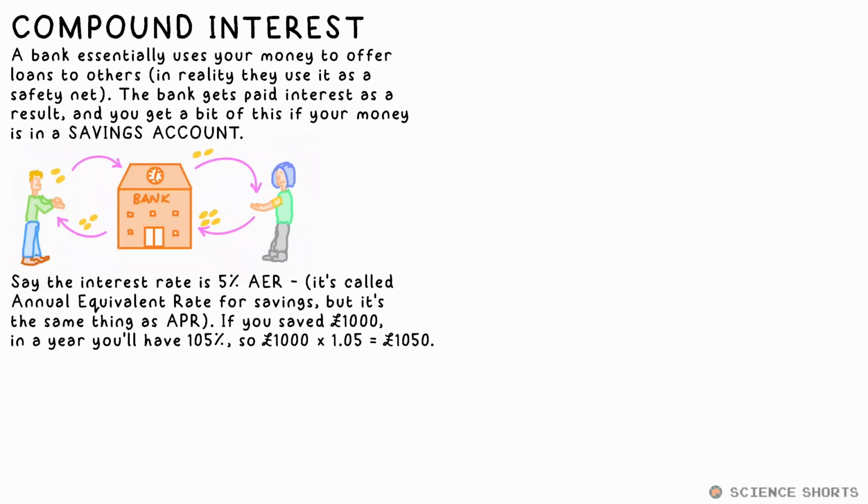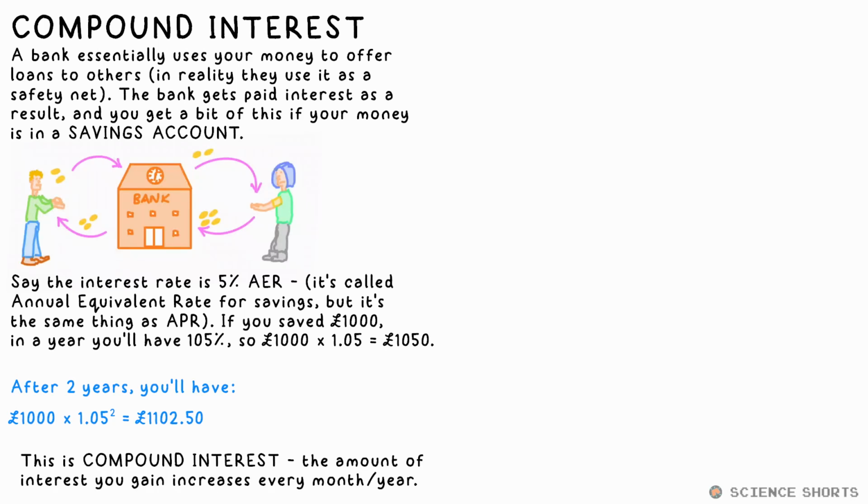If you start with £1,000, in a year's time you'll have 5% on top of the 100% you put in, so 105%. So in decimal form, that's times 1.05. So 1,000 times 1.05 is now £1,050. In another year's time, you'll have 1,050 times another 1.05, which is now £1,102.50. Can you see? The interest is getting more and more. This is compound interest. We can say that as a result, your balance is growing exponentially.